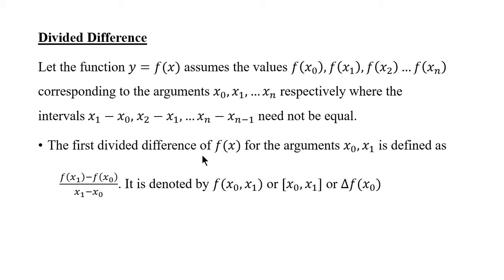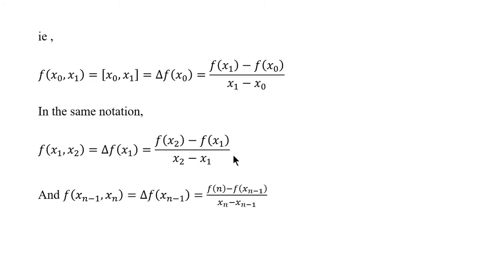Then the first divided difference of the function f of x for the arguments x0, x1 is defined as the ratio f of x1 minus f of x0 by x1 minus x0. It is denoted using these notations. In the same notation, we can write f of x1, x2, which is f of x2 minus f of x1 by x2 minus x1. These are the first divided difference.